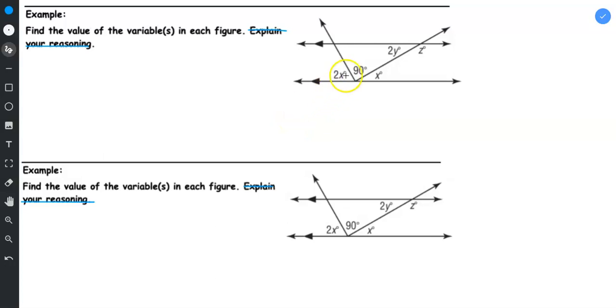I'm going to start with these expressions because they both have an x in them, and I'm going to focus on 2x, 90, and x being a linear pair. So if I were to add 2x plus that 90-degree angle plus x, all together those would equal 180. So let's solve this multi-step. 2x and x, they're like terms, so we get 3x.